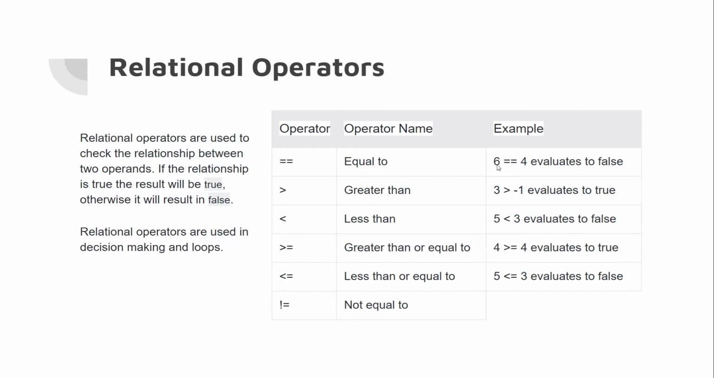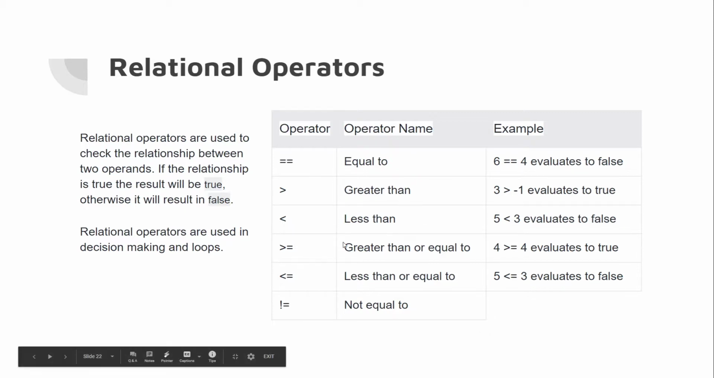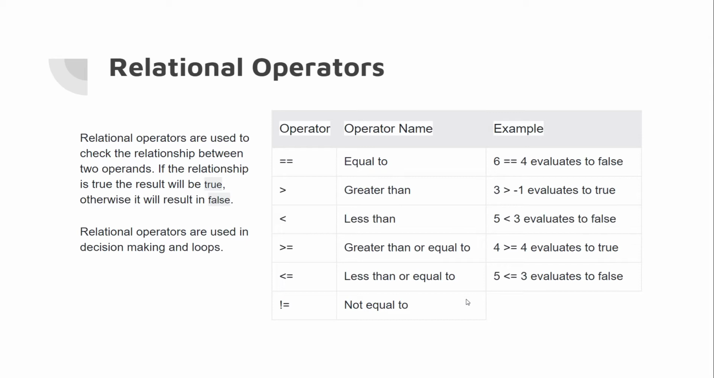So if you said, for example, 6 equals 4, that would evaluate to false. Right? 6 is certainly not equal 4. Right? Relational operators such as this, largely used for decision making and for loops. So, for example, if you want to loop over something a certain number of times until something increments past a certain value or decrements beneath a certain value, that's what we're going to use these for here.